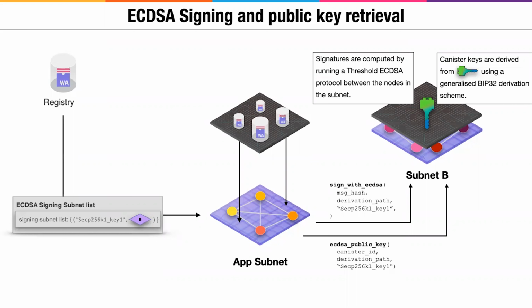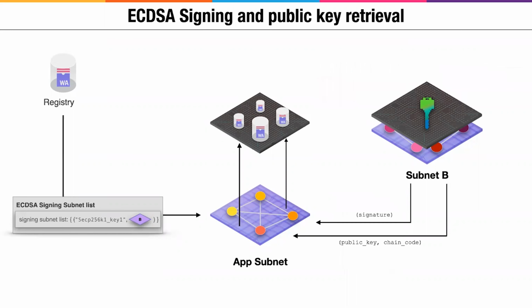When subnet B receives this request, it handles it in this way, and then returns the value to the application subnet that originated the request, which will then return the result by the system API to the canister that requested it. So this was the main presentation that we wanted to discuss. We are happy to take questions now, if there are any.